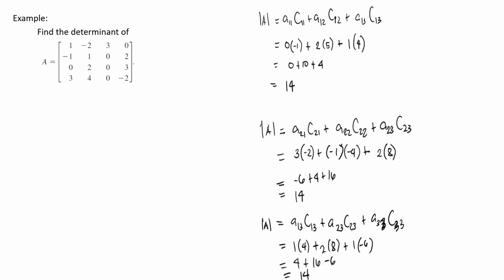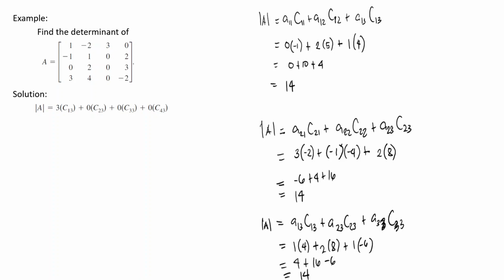For example, find the determinant of matrix A. Again, the best choice for expansion is the row or column with the most zeros. In this case, we have column 3, which has 3 zeros. So we will do the third column expansion. So we have A sub 1, 3, then A sub 2, 3, A sub 3, 3, and then A sub 4, 3. Since these entries here are 0, we only need to get the cofactor C sub 1, 3, corresponding to this entry.